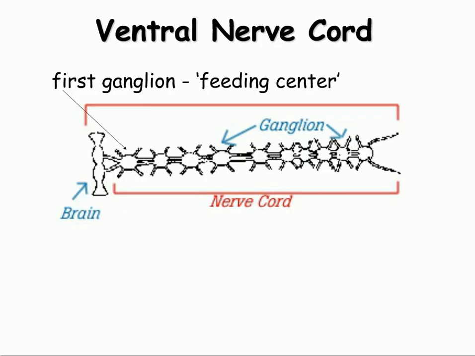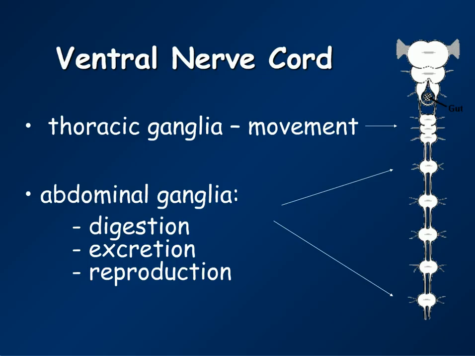Then after we leave the brain, we enter the ventral nerve cord region. The first ganglion that is found in the ventral nerve cord controls the feeding center, or the rest of the insect's mouth parts. So the next set of ganglia are the thoracic ganglia, which control movement. So each set of the three thoracic regions will have some of these nerve masses, and each of these masses will control the movement of those individual segments. Then we have the abdominal ganglia, which control digestion, excretion, and reproduction.